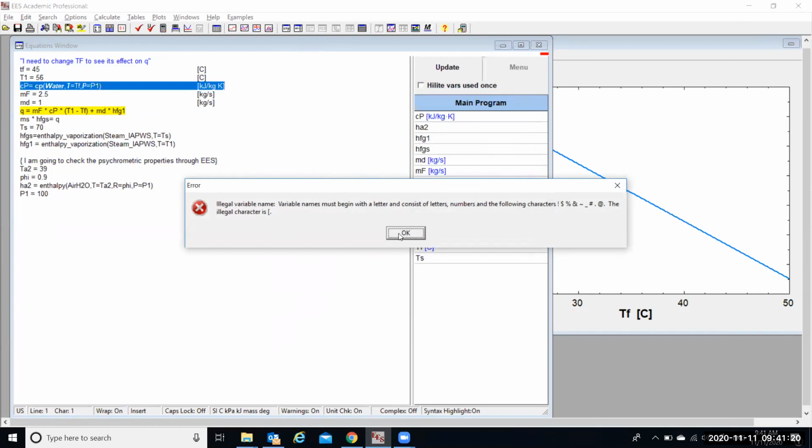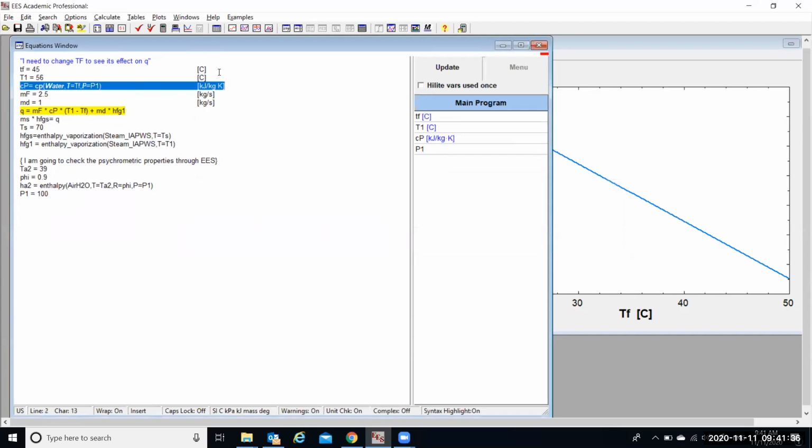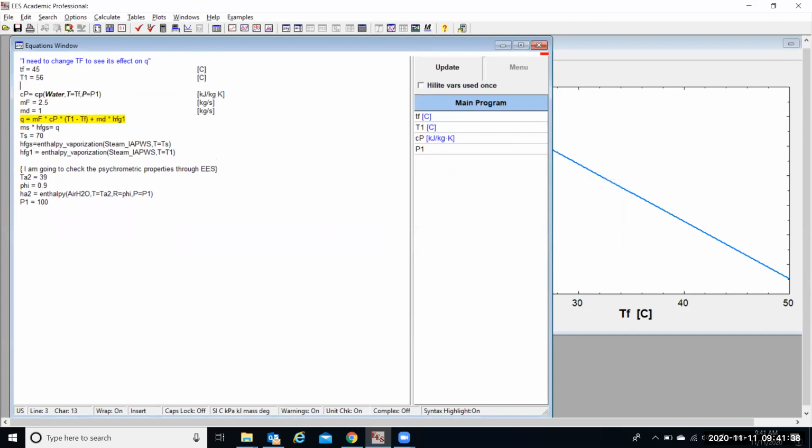Now what is it? Illegal variable name. There's something wrong with the variable name that I used, is it? Yes, Doctor. The capital TF you should use, I believe. No, capital and small does not make a difference. But you make it capital in the equation. Let me try.